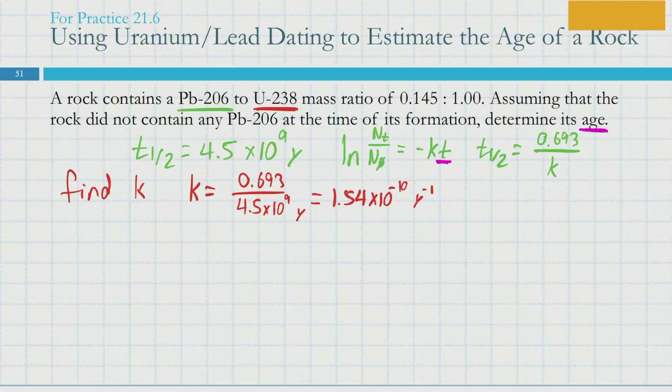So let's start with figuring out the initial amount that we have. Let's say that this ratio, since it's a ratio, we can choose any amount that we want. Let's say that this 1 is actually 1 gram and this 0.145 is 1 gram, because it's a mass ratio. So that 1 is the uranium-238, and the 0.145 is the lead-206.